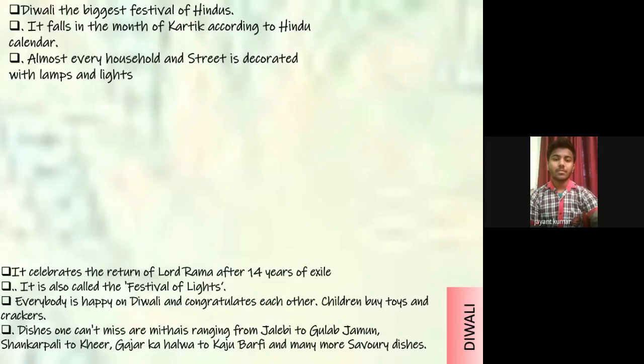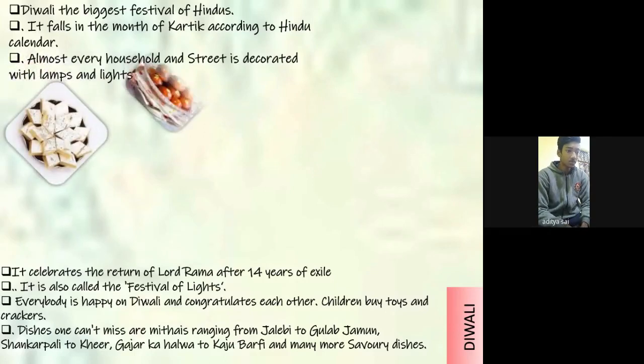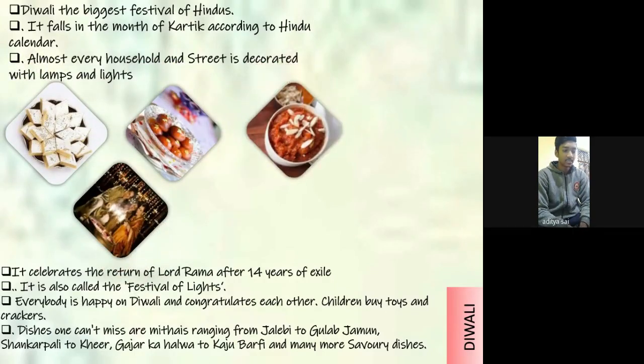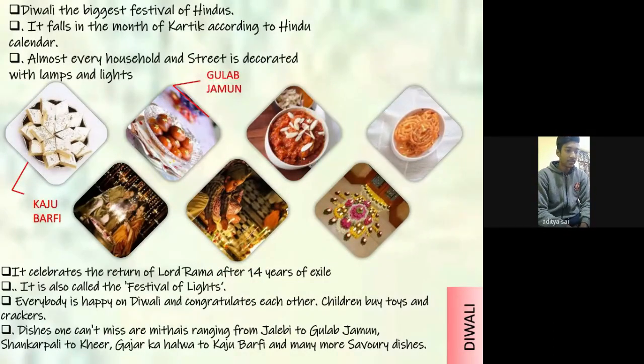Diwali. Diwali is the festival of light and signifies the victory of good over evil. Diwali has a line of charity. It falls in the month of Kartik according to the Hindu calendar. Almost every household and street on Diwali is decorated with lamps and light. It is to celebrate the return of Lord Ram, Sita, and Lakshman after 14 years of exile. When the people welcomed them with light and oil lamps, that's why it is called the festival of light.